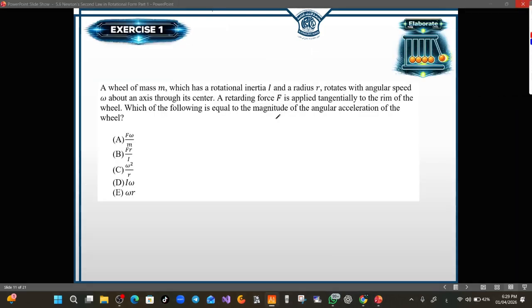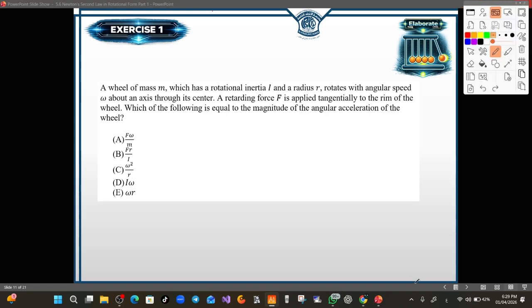Exercise 1. A wheel of mass m, which has a rotational inertia I and radius r, rotates with angular speed omega about an axis through its center. A retarding force F is applied tangentially to the rim of the wheel. Which of the following is equal to the magnitude of the angular acceleration of the wheel?